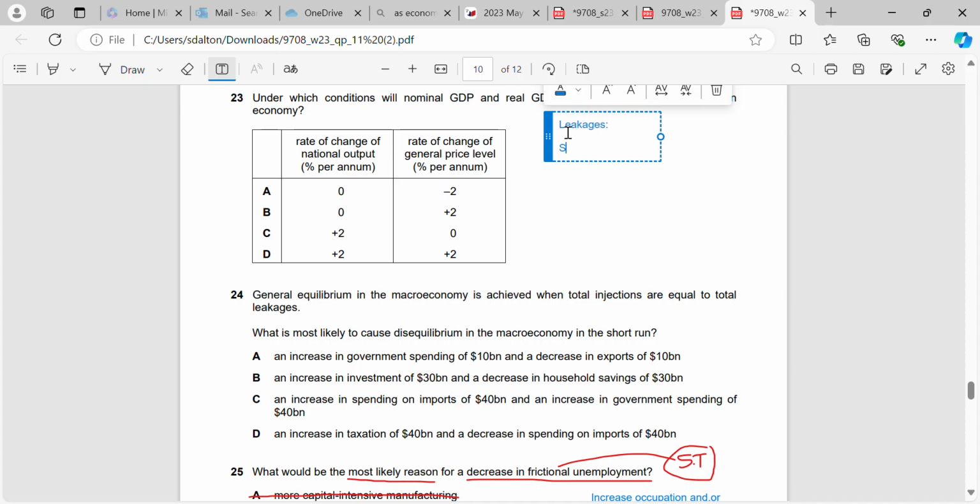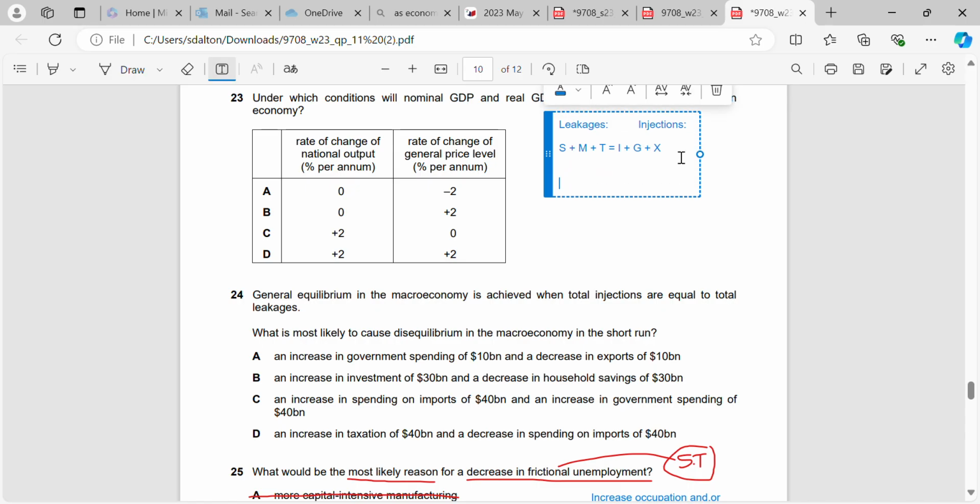So our leakages, and we'll provide an example in this case, right? Our leakages are savings, taxation, or put imports and taxation. Okay, it doesn't matter the order that you put them in. And then our injections are investment, government spending, and exports. Okay, so what we need in the economy is that we need the savings to be equal to the injections.